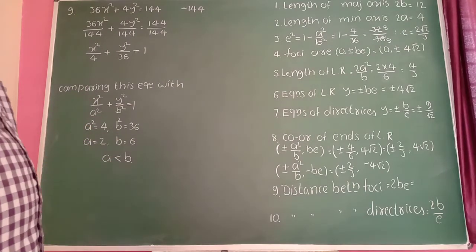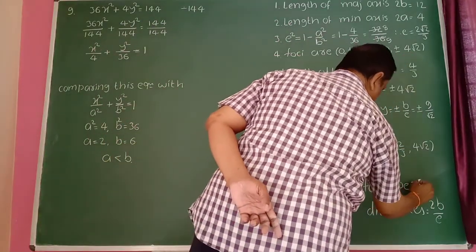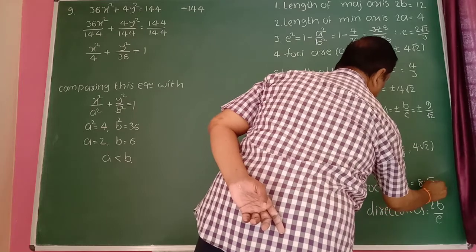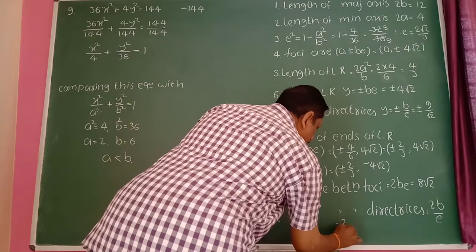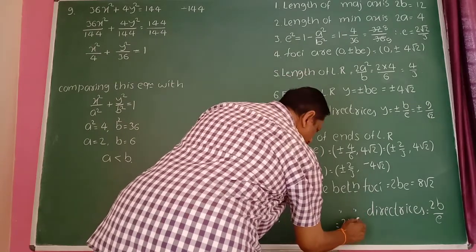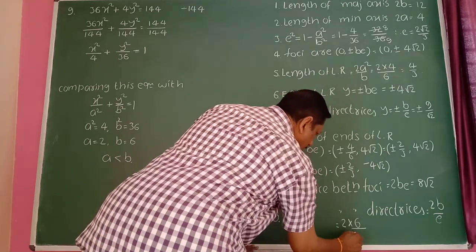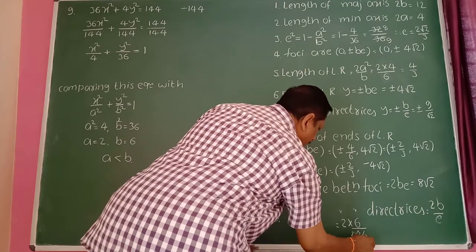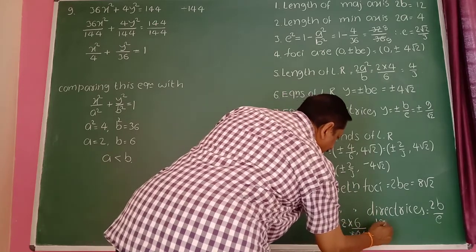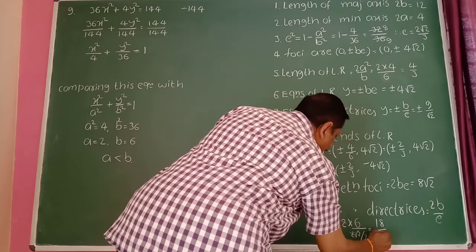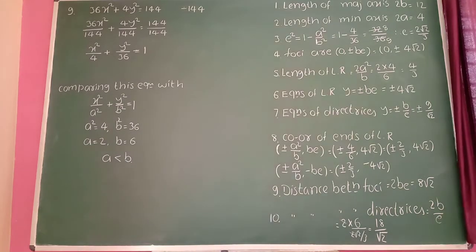Then the distance between the foci is 2be. You know be is 4 root 2, so 4 2s are 8, which is 8 root 2. The distance between the directrices is 2 into b value 6 divided by the e value 2 root 2 by 3. The 2 cancels, 3 into 6 is 18, so 18 divided by root 2. 18 upon root 2 gives the distance between the directrices.